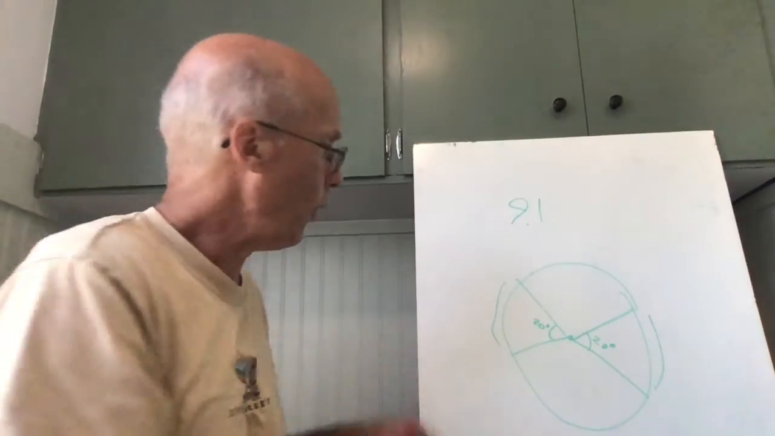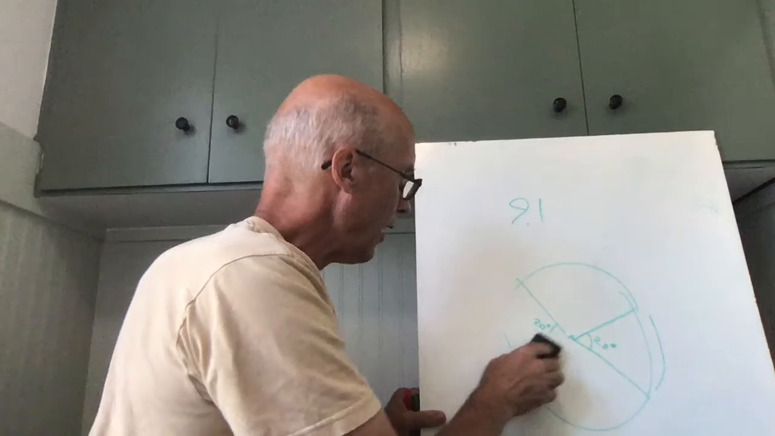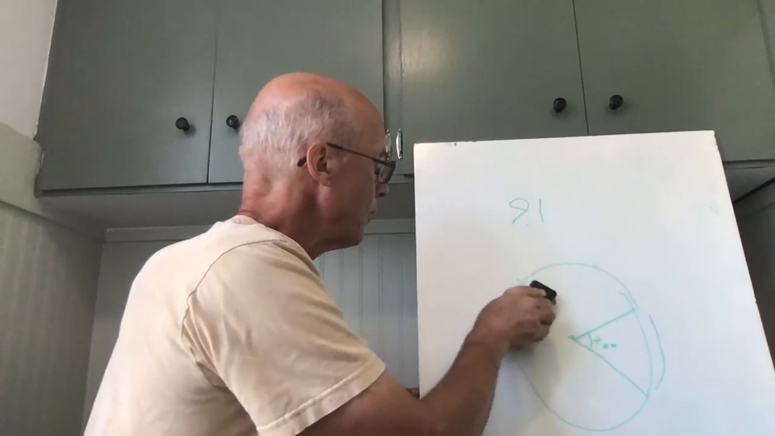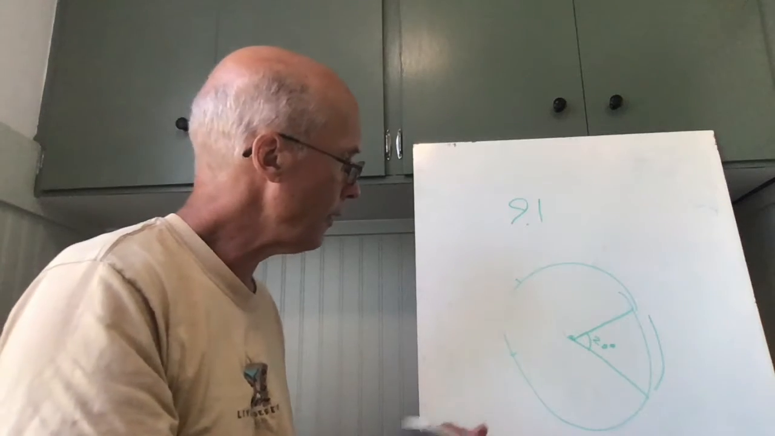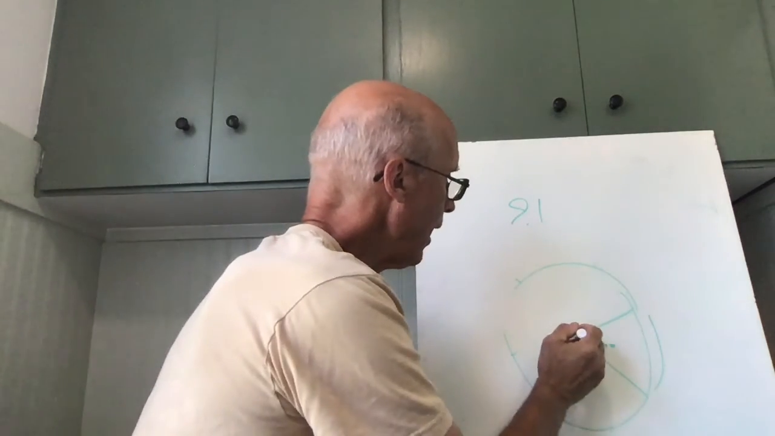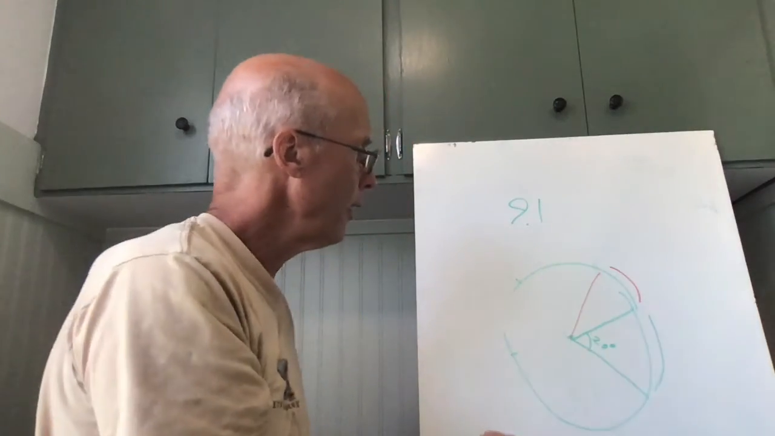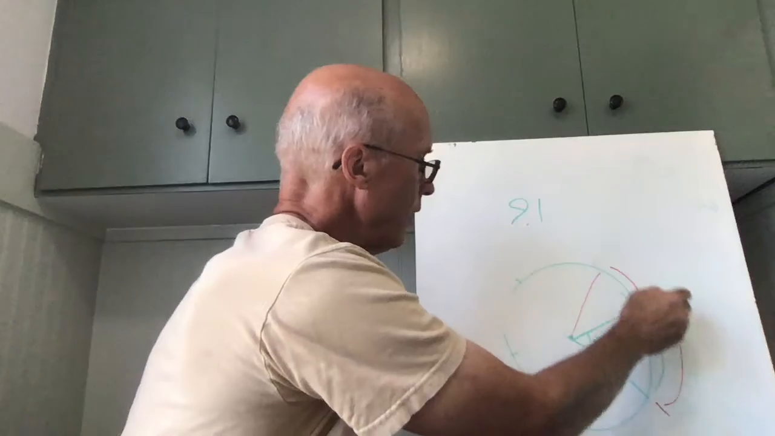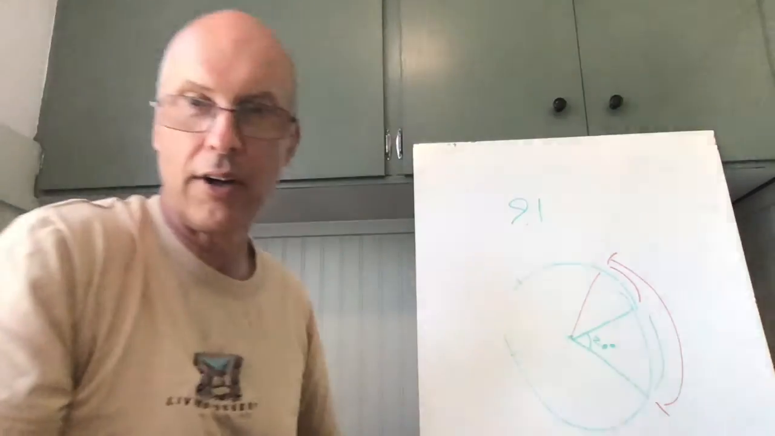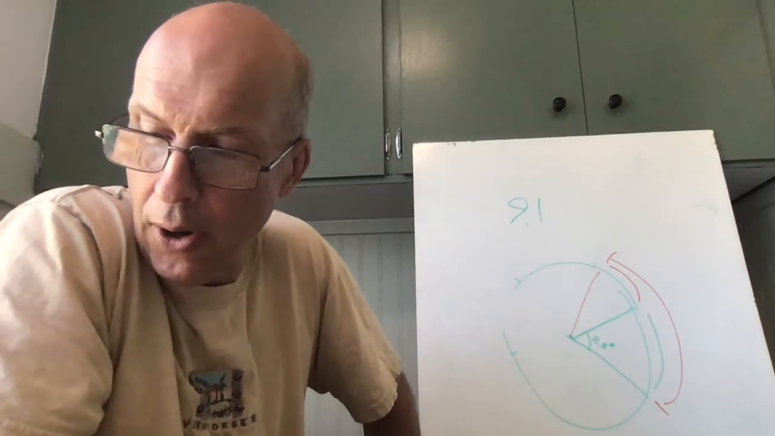Postulate 9.1 just talks about adding arcs together. So if I had that angle, and then I had this angle here, and that arc, then you can just add those two together and you'll get a giant arc. All right, I don't think any of that has been too hard.